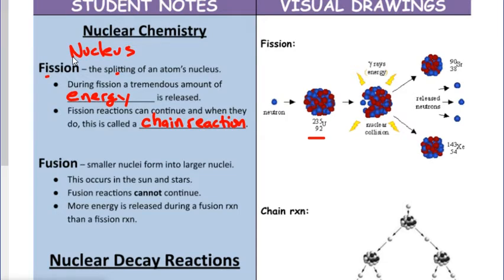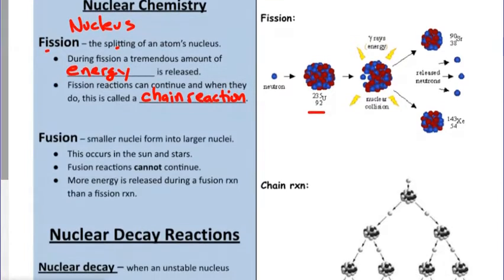Okay, the second reaction that we're going to talk about on this page is called fusion. And fusion is essentially the opposite of fission. It's when you take two smaller nuclei and you fuse them together. You combine them into one larger nucleus. And this process actually produces more energy than a fission reaction because we're overcoming the initial nuclear stability of the smaller atoms and we're forcing them into one larger nucleus.